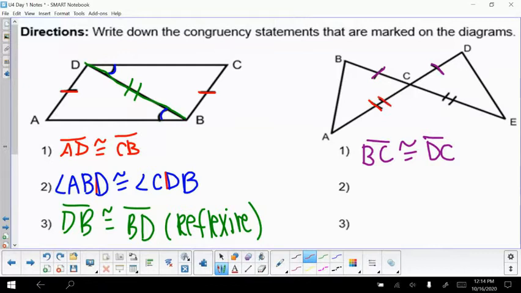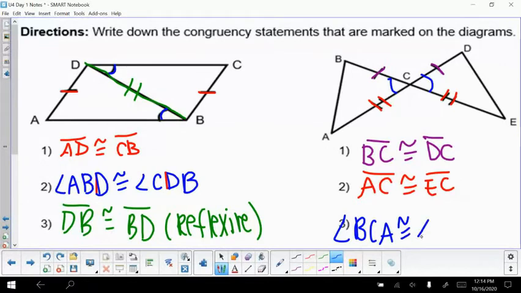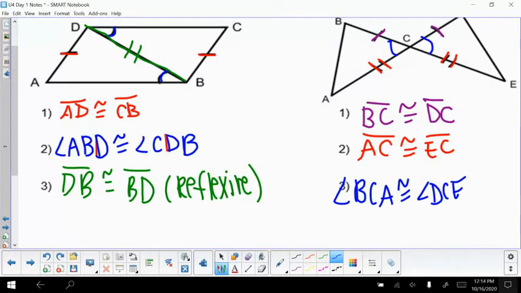And the next one, the 2 congruent markings would be AC congruent to EC, and that was given to us. Then something we can get by looking at the picture is this angle congruent to this angle. So we add it in and then we write it down. It's vertical angles. You need to make sure you name it with 3 letters. So angle BCA is congruent to angle DCE, and the reason we know that is because they are vertical.